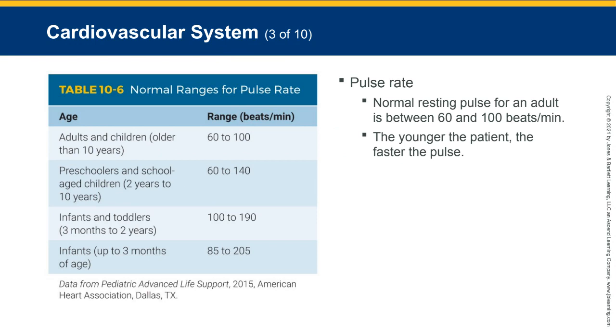For the pulse rate, the normal resting pulse rate for an adult is between 60 to 100 beats per minute. The younger the patient, the faster the pulse is going to be.